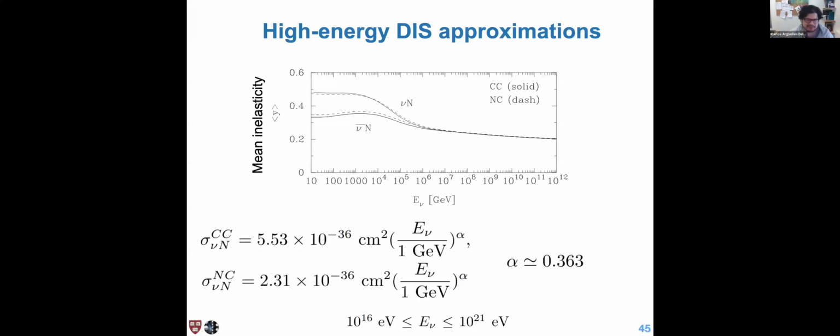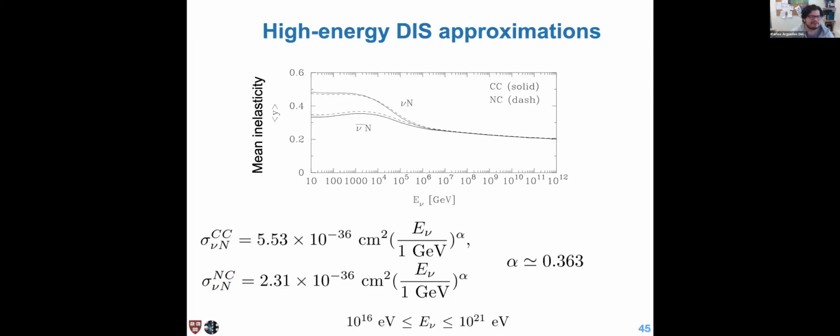So this is what I wanted to give you, in case you ever need to compute this in the simplest way: remember that the neutrino cross-section at high energies scales approximately like the energy to the 0.36, and that the ratio of the charged current to neutral current cross-section is about 0.4. So the neutral current is about 40% of the charged current cross-section. These approximations are fairly good.